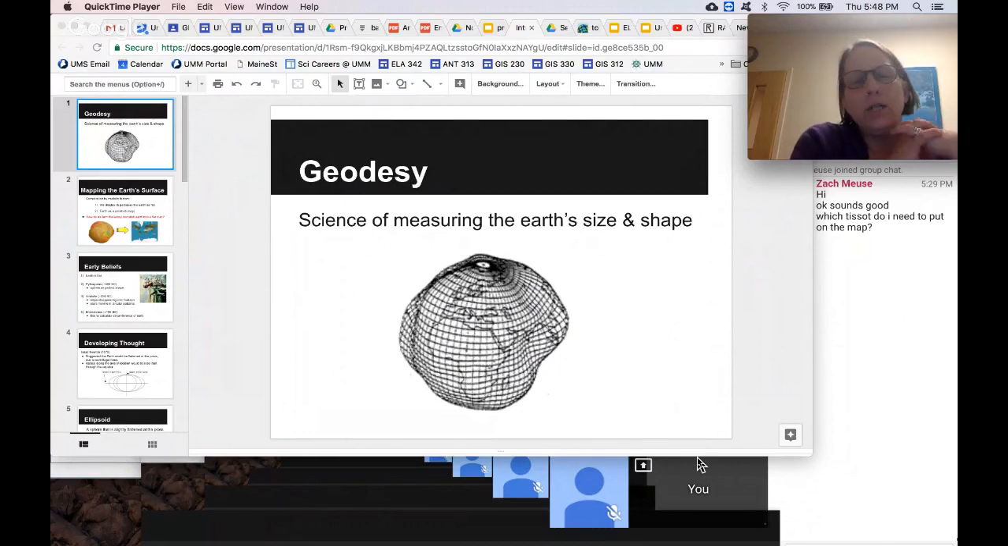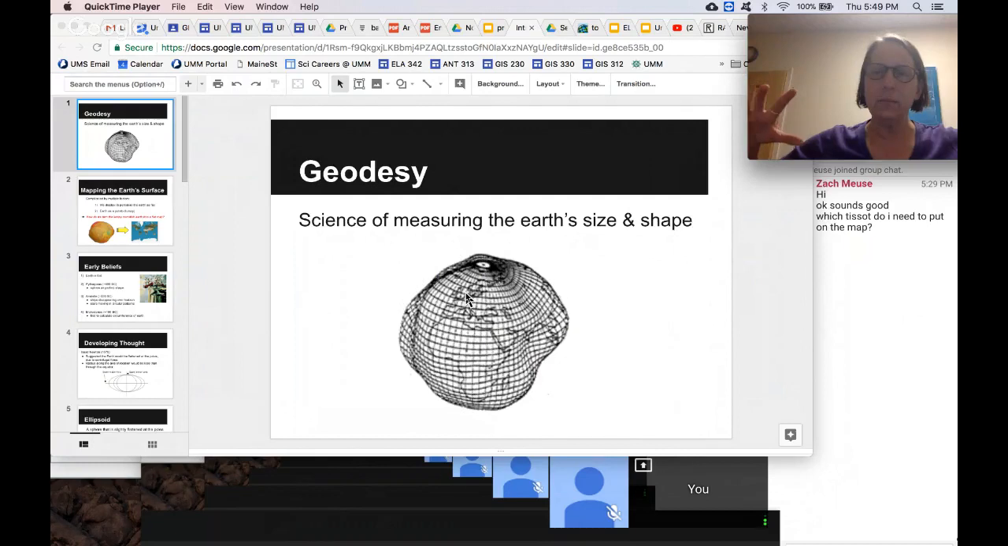But geodesists do stuff like take measurements from space and satellites of the Earth's gravitational field and the shape of the Earth. It's not just a perfectly round, smooth ball. It's actually kind of lumpy and misshapen somewhat. This is a gross exaggeration, actually, of the Earth's gravitational field.